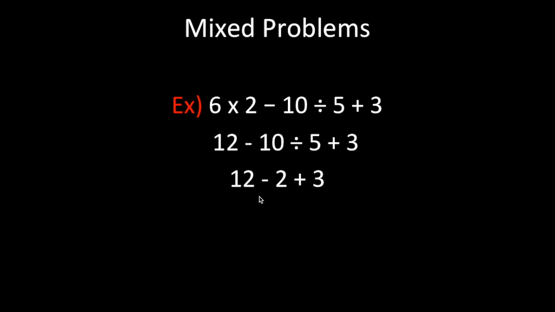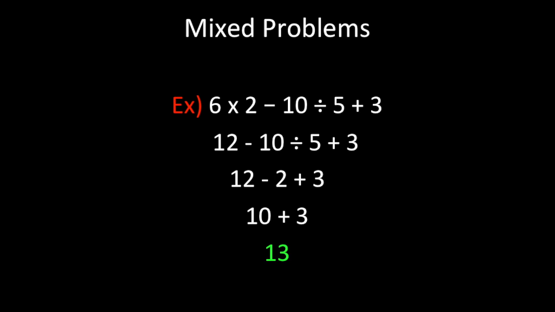Now this problem has subtraction and addition. So because of that, we're going to start from left to right. Left is subtraction. 12 minus 2 is 10. Bring down the plus 3. 10 plus 3 is 13.